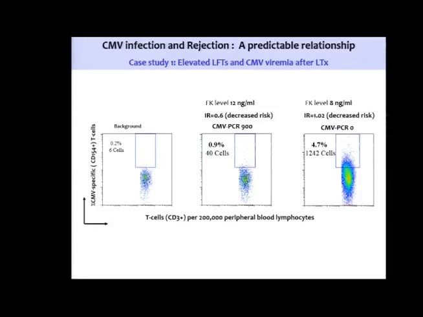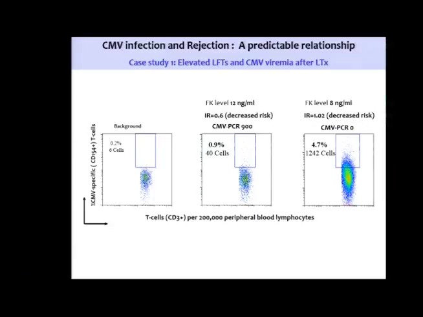So here's a patient who has elevated liver function tests and CMV viremia after liver transplantation. These are his cells with no stimulus. So they don't produce a whole lot of CD154 cells. Here are the cells after stimulation with pp65 when the viremia is about PCR of 900. And you can see there's not much of a response. Now we measure his rejection risk profile, and he's at low risk of rejection.